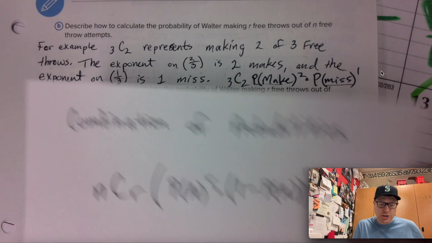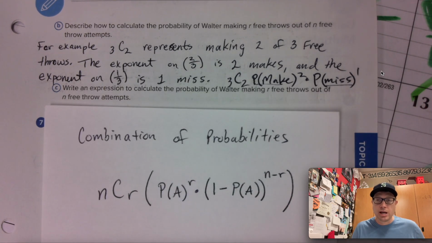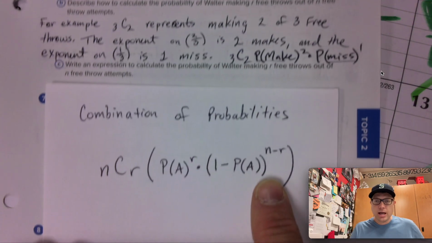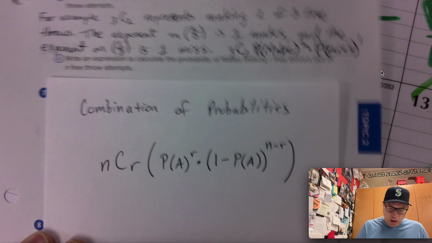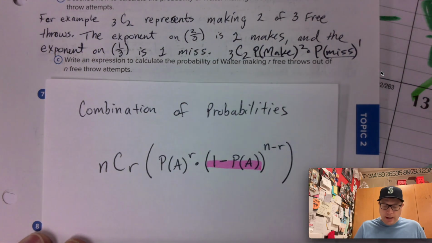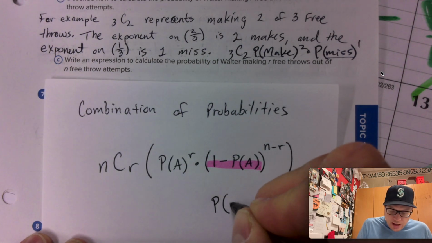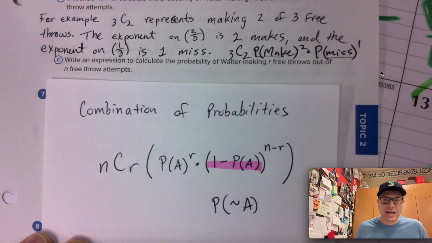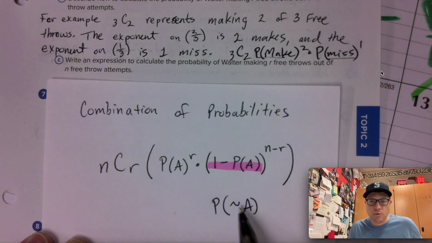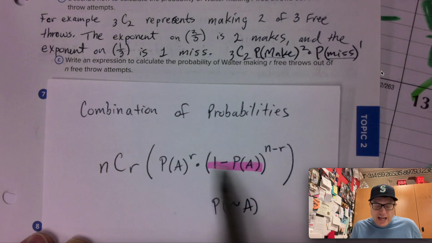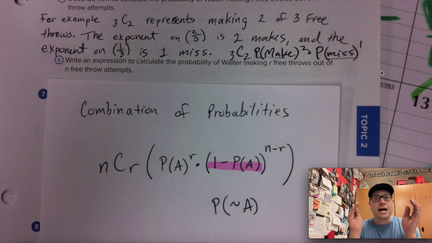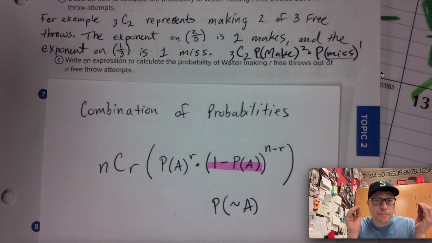To write an expression to calculate the probability of Walter making R free throws out of N free throw attempts, this is our formula. And I want to acknowledge that all of this, 1 minus P of A, might also be known as the probability of not making it. If A represents make, then this is the calculation for a miss. But I like the 1 minus P of A. It looks more complicated, but really it's actually keeping things more simple.